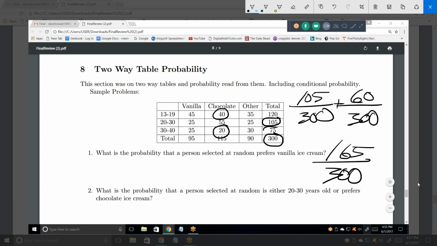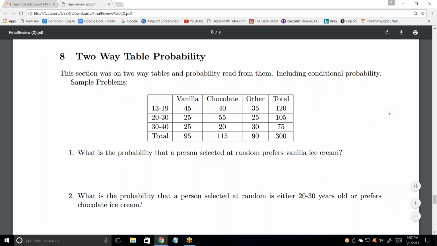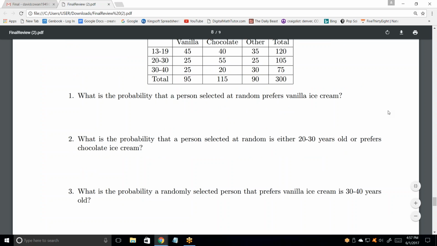Yeah, that's what I was doing in my head. I was like, okay. Again, these can be tricky, these probability problems.